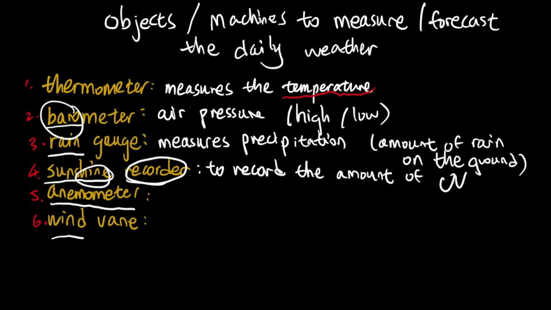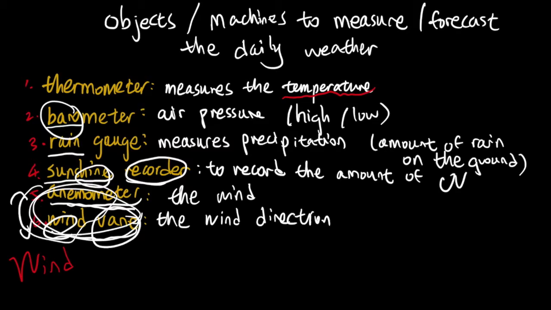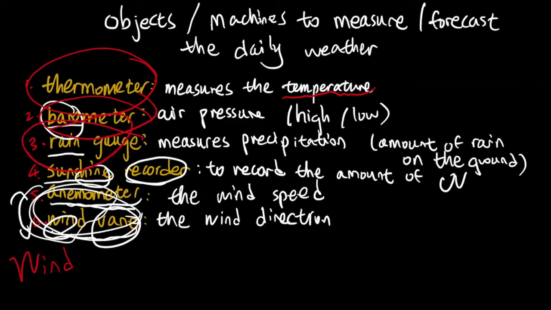Okay, anemometer and wind vane are sometimes easy to mix up because they are both about wind. But once you remember it, so wind vane, let's talk about it first. It's for the wind direction. Once you see vane, it's wind direction. And anemometer, the other one, is the wind speed, which is weird because if you gave me these two words without the meaning, I would say anemometer is wind direction and wind vane is wind speed, but it's actually the opposite. You only need to memorize these 6: thermometer, barometer, rain gauge, sunshine recorder, anemometer, and wind vane. Okay, we are done with it.